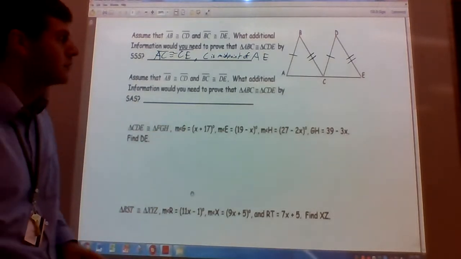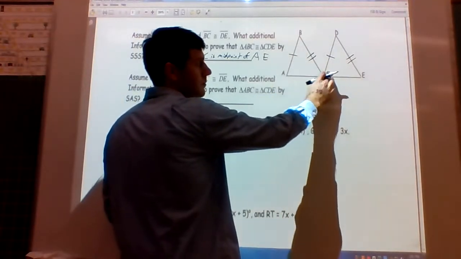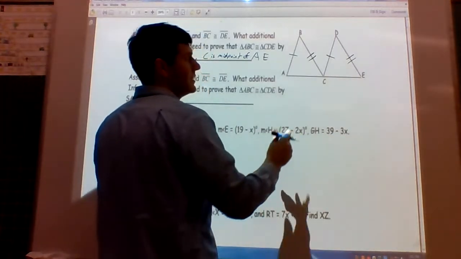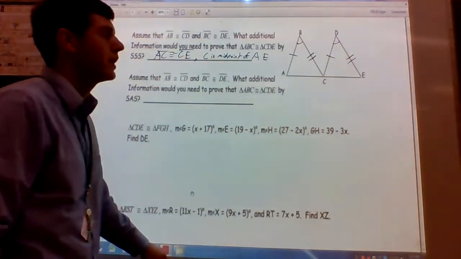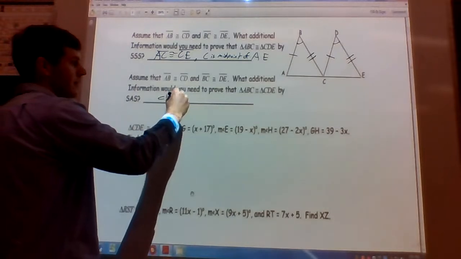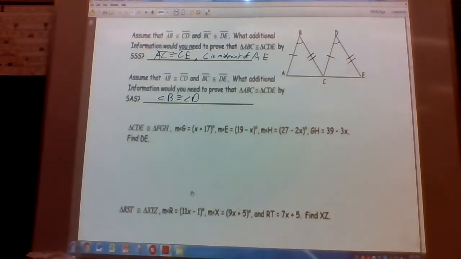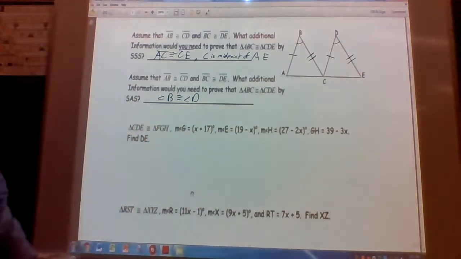So in this case, we have 2 pairs of congruent sides. So AB is congruent to CD, and BC is congruent to DE. Right? We need the included angle, so the angle between the 2 sides, to be congruent. In that case, this is angle B and angle D. So we would need to know that angle B is congruent to angle D in order to show that the triangles were congruent by the side, angle, side postulate.